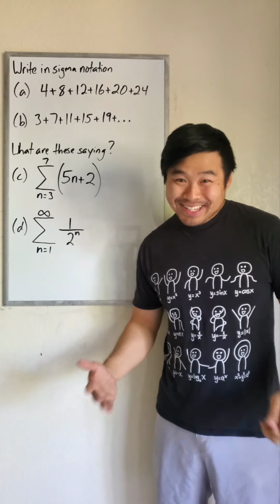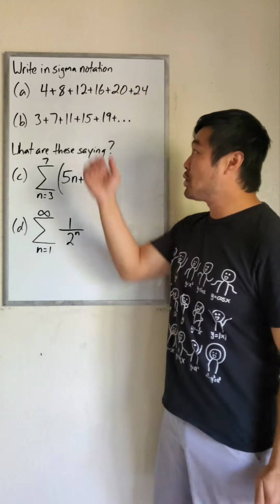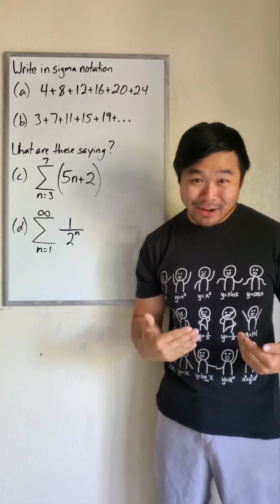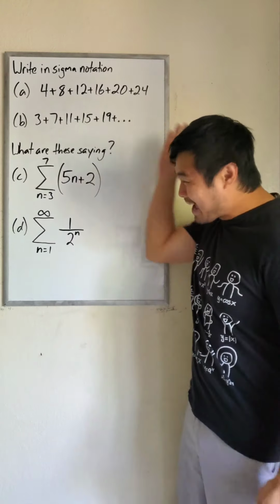So there you have it. Sigma notation helps condense it so you don't have to write out a long sum. So if you want practice getting in and out of sigma notation, pause here and try these out.